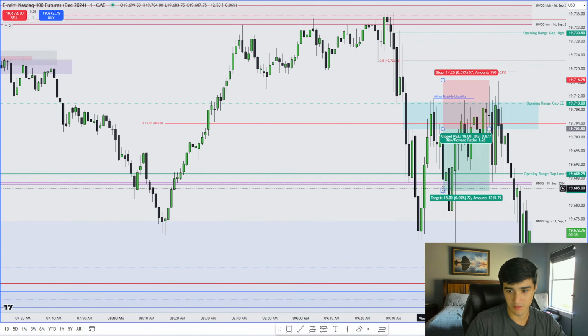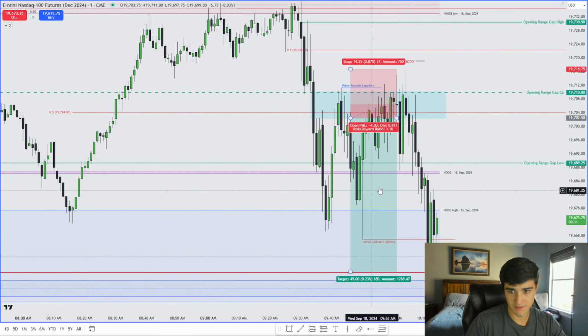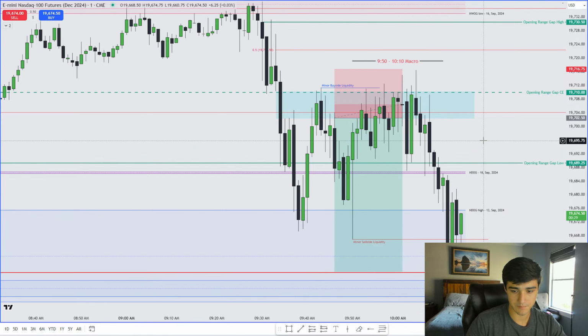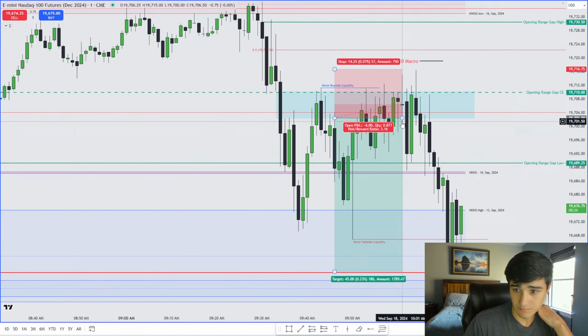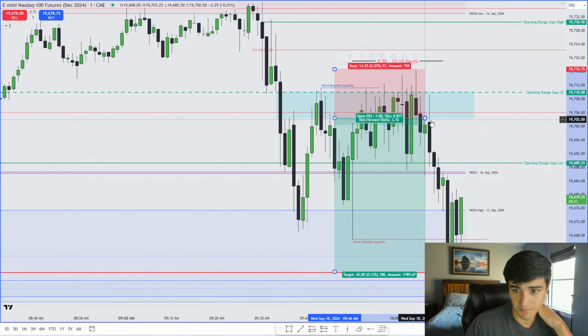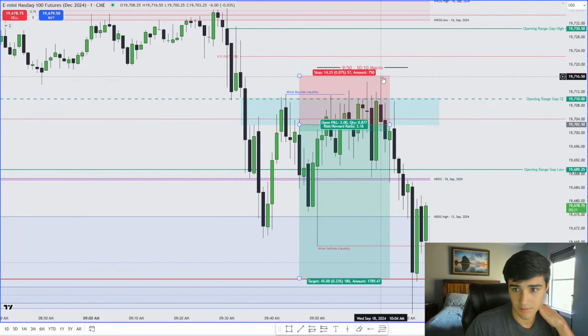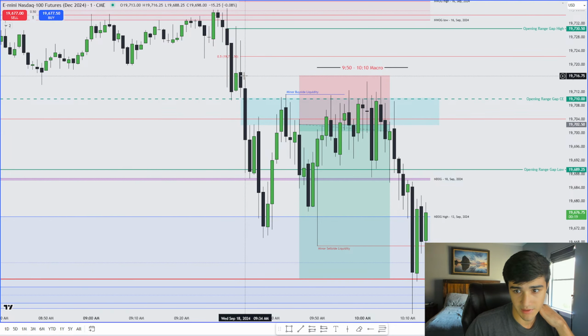And I would target the primary sell side liquidity here. That would have been a 3R. But I hesitated. So that's something I got to work on. We came one tick shy of that stop right here.